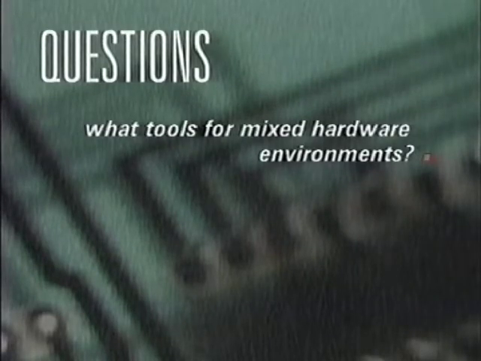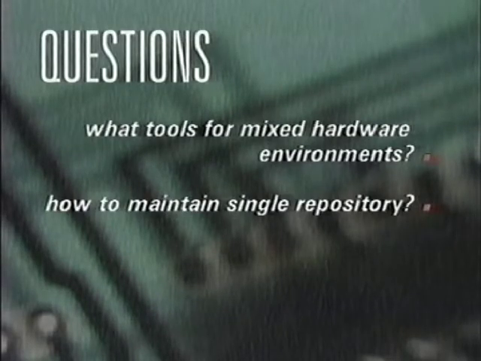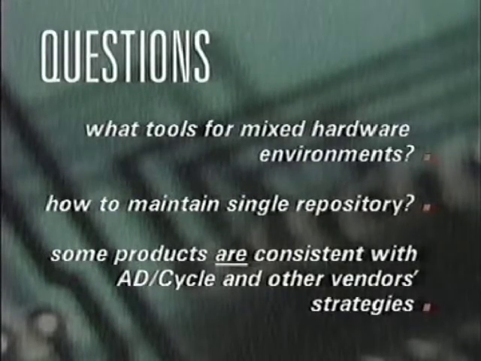If you're in a mixed hardware environment and are committed to AD-Cycle, the question that must be uppermost in your mind is, what tools should I, or even can I, use to develop applications for non-IBM machinery? For example, in a Digital environment, should companies choose the Cohesion route, Digital's own equivalent of AD-Cycle? And, if companies do decide to use different tools, how on earth can they maintain a single repository? One solution to these very real questions is to reach for products that are consistent with AD-Cycle and the CASE strategies of other vendors. AD-Cycle's market potential is clear to see, but so also are the inadequacies.